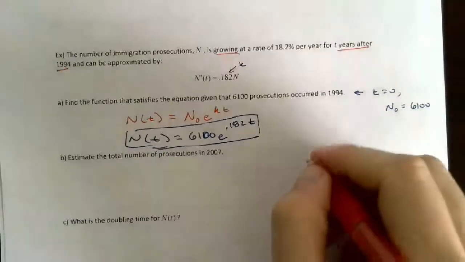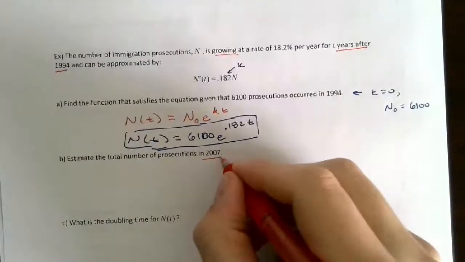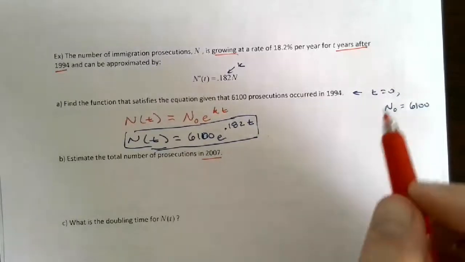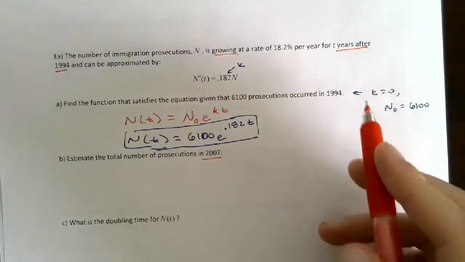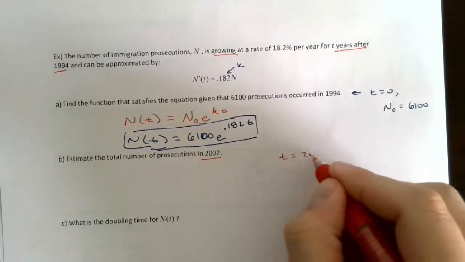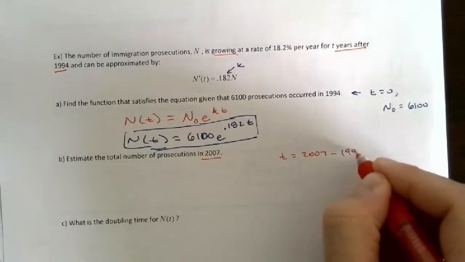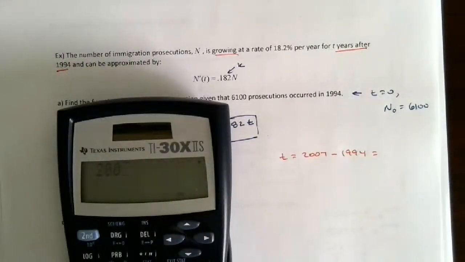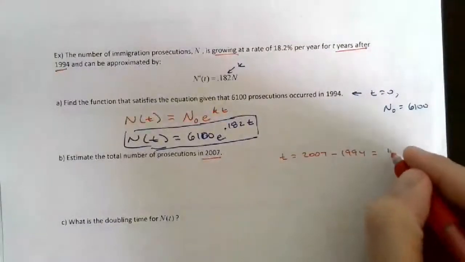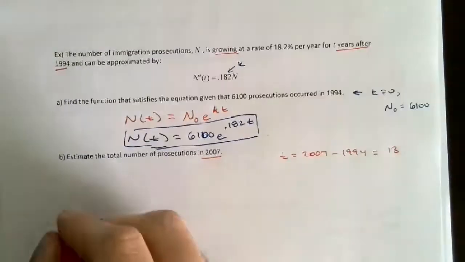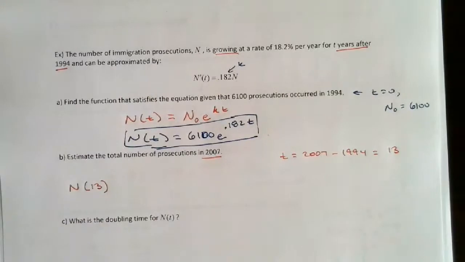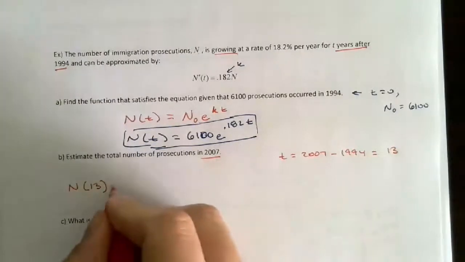So first thing to note is that, in 2007, what is t? You can't just sub 2007 in here because t was based off of something specific. It was modeled from years after 1994. So we really need to find t equal to 2007 minus 1994 first. And if you do that, 2007 minus 1994, we get 13. So t is 13. So what they're really asking you to find is n of 13. To find n of 13, all it's saying is to plug 13 into your function here.